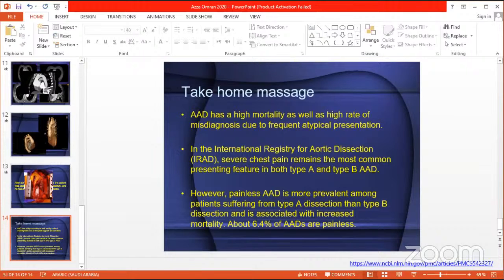Yes, of course, of course. So, Muhammad, being the acute aortic syndrome expert, do you have any comment regarding this case from the guideline? So, Haitham, do you have any more questions?